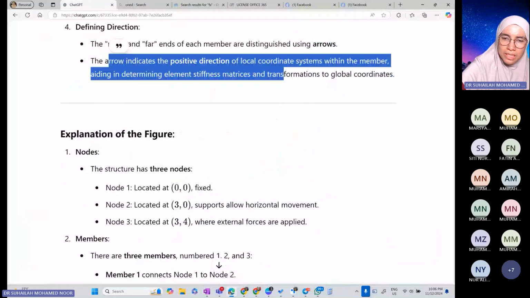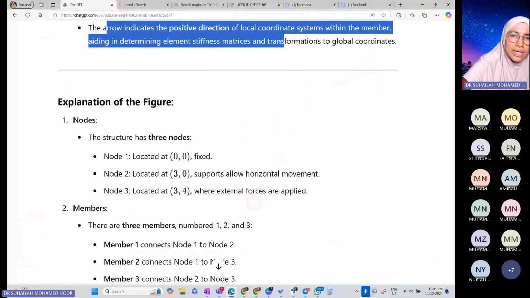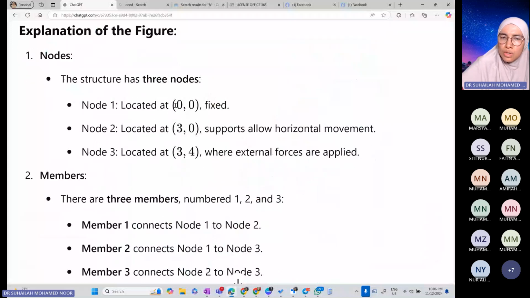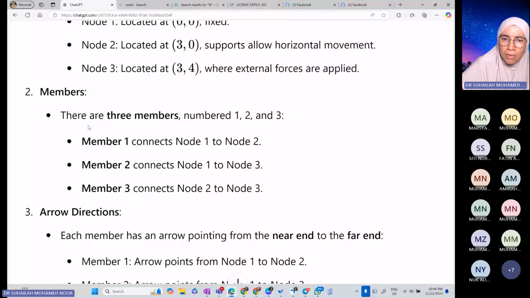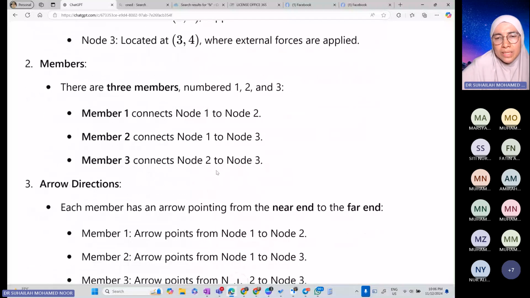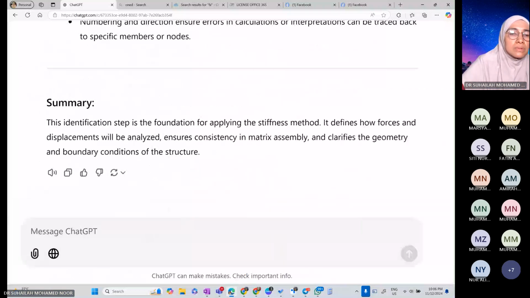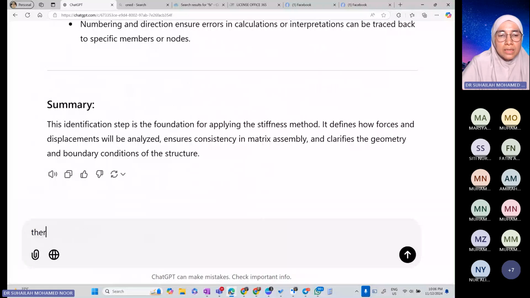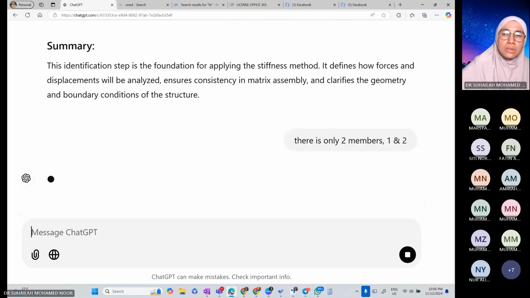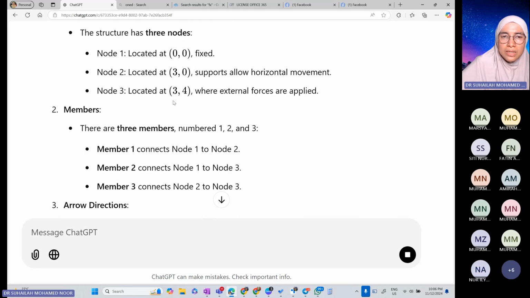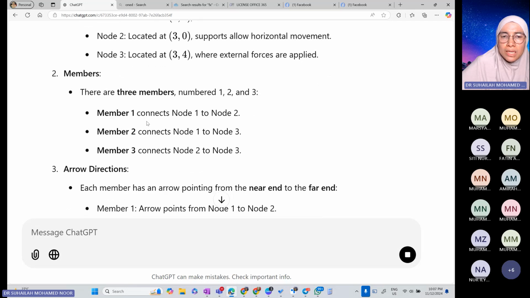Okay, let us look at the explanation it gave before we end the session. In the figure, there are 3 nodes. Correct, there are 3 nodes: node number 1, node number 2 and node number 3. Members, wrong, because ChatGPT is not 100% correct. There are only 2 members, 1 and 2. Here the note is corrected: there are 2 members, not 3.